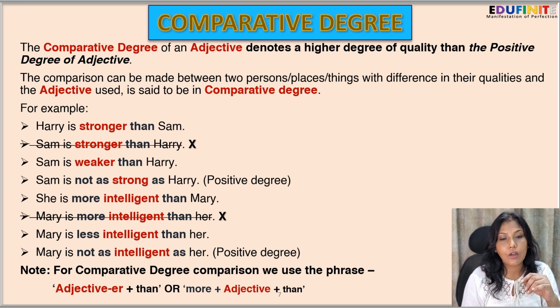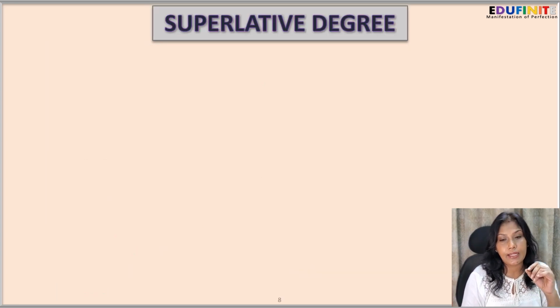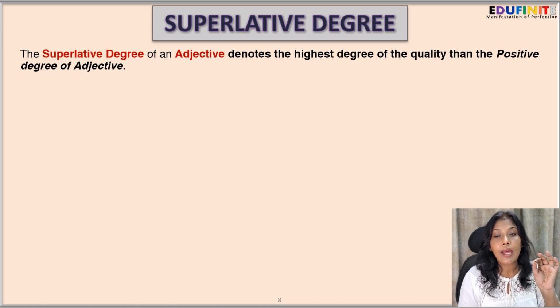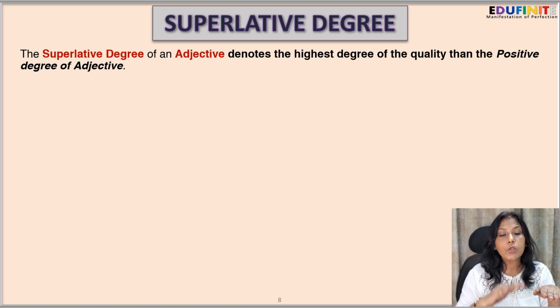Now next, let's go to superlative degree. Now what is superlative degree? The superlative degree of an adjective denotes the highest degree of quality than the positive degree of adjective. So positive degree was a basic quality. Now superlative is the highest. So than the positive degree.